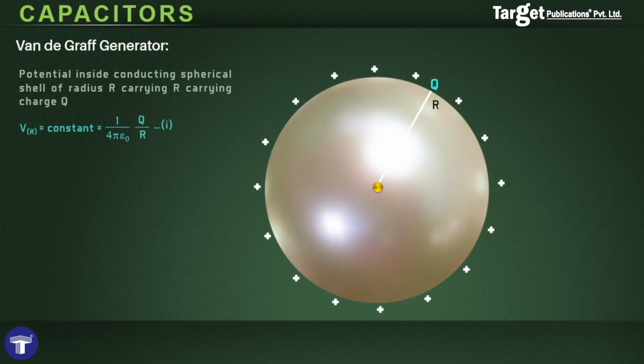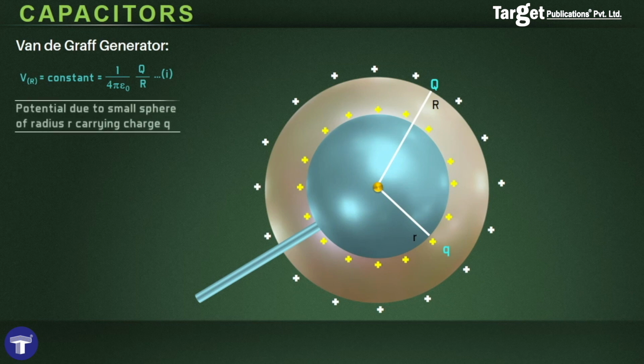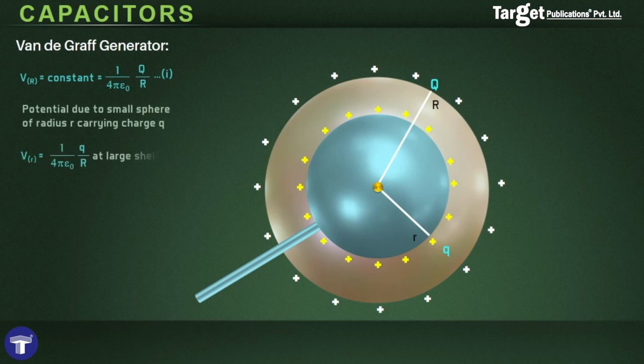Now through some mechanism, if we are able to introduce a small sphere, another spherical conducting shell, inside this bigger conducting shell, having a radius of small r and placed on which is a charge of plus q. Now again, we will analyze the potential due to this small sphere first. The potential due to this small sphere at any point outside the small sphere is equal to 1 upon 4 pi epsilon naught q by R.